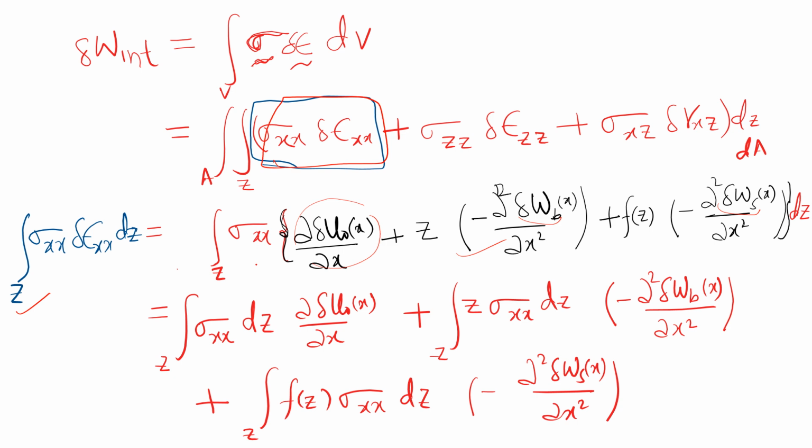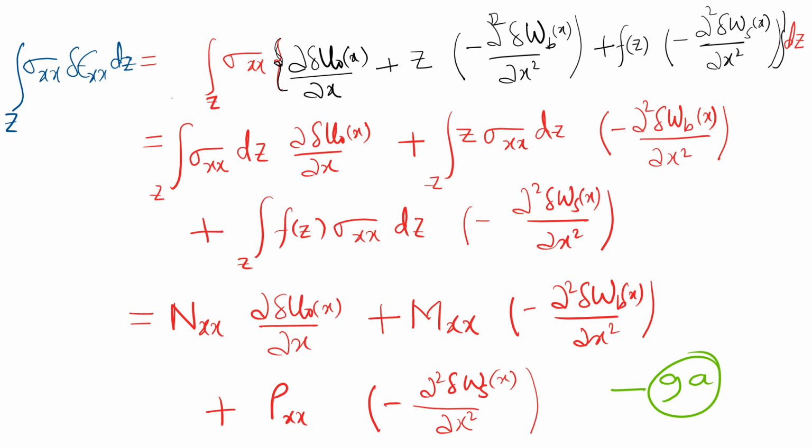Similarly, we will multiply by sigma xx and integrate with respect to z, and we keep this term out of the integration over z because it is free from the z coordinate, so it's only a function of x. Plus z times sigma xx dz, and again we take out the del 2 wb by del x square because it's a function of x only. And similarly fz times sigma xx dz, with this taken out of the integration.